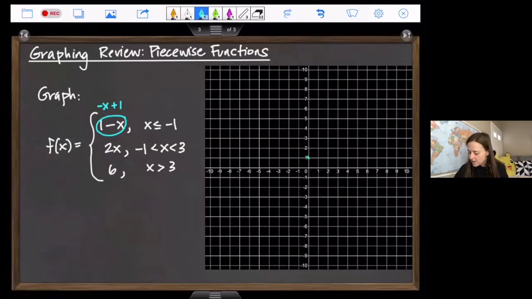So I'm going to go down 1 and to the right 1, down 1 and to the right 1. And again, I'm just thinking of that slope as being negative 1 over 1. So down and to the right, or you could go up and to the left if you wanted to do that. Up 1 to the left 1, up 1 to the left 1. And then we just want to fill that in with a straight line.